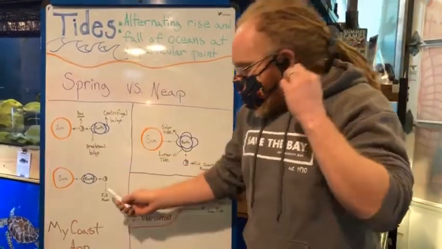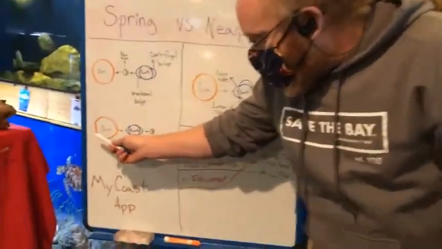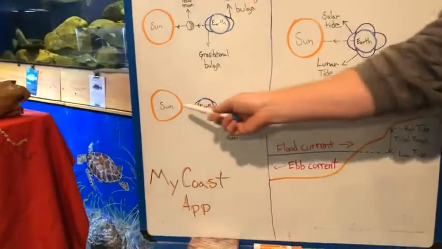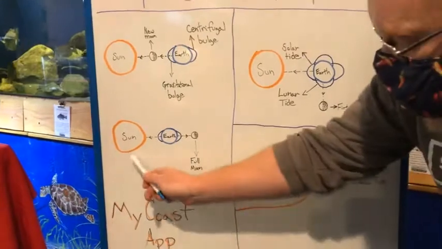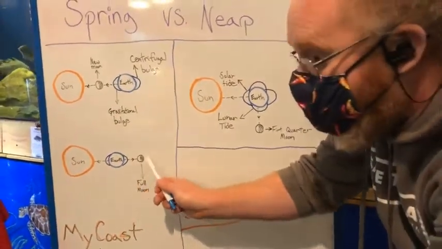Now, another way we get a spring tide is, again, when these gravitational forces are at their strongest, and they're in a line. Once again, those forces are pulling in the same line. So you can see we have the sun, then the Earth, and then the moon.